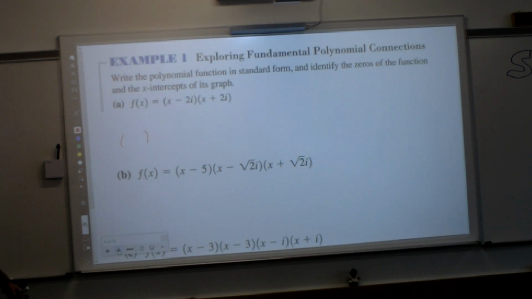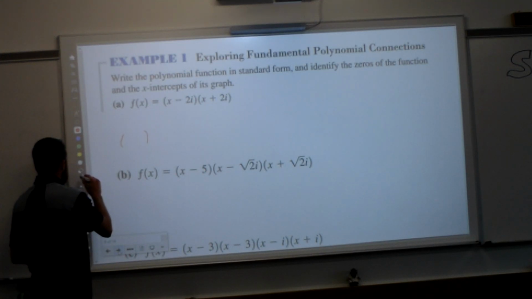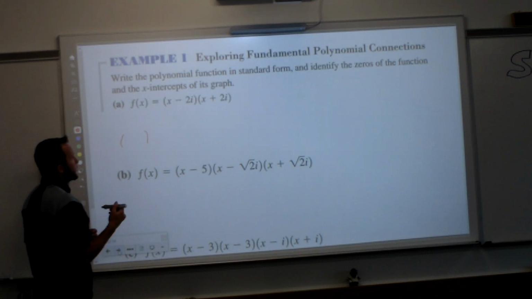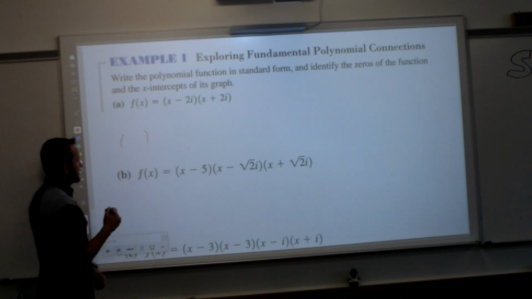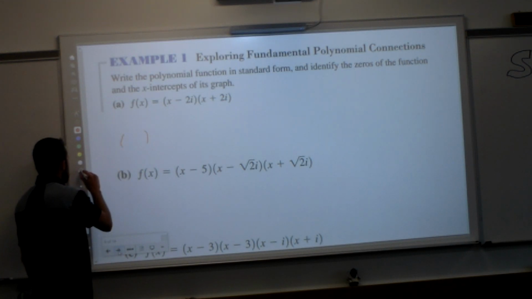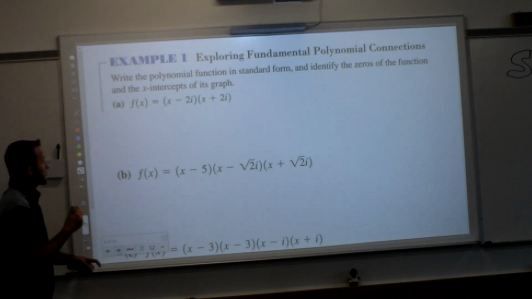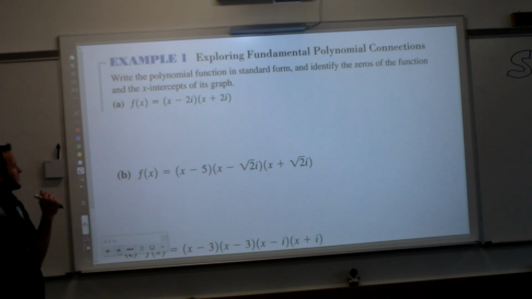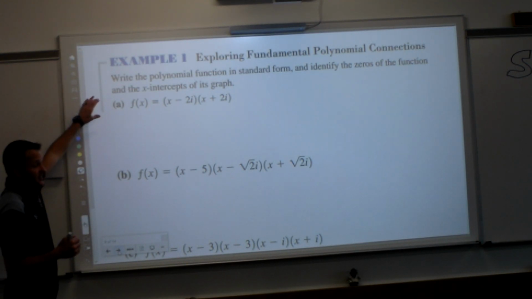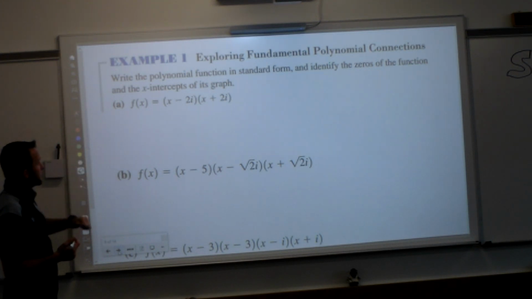Okay, we're going to do a couple examples of multiplying when we have complex numbers here. So let's say this is our polynomial. If I read the instructions, it says write the polynomial function in standard form. Currently, it's in intercept form. That's really good for figuring out the intercepts or the zeros. It wants us to identify the zeros and the x-intercepts of the graph.